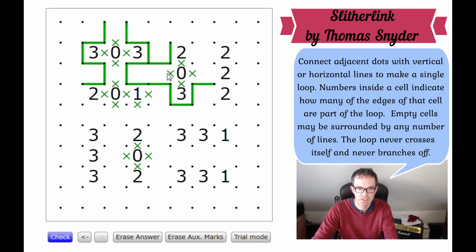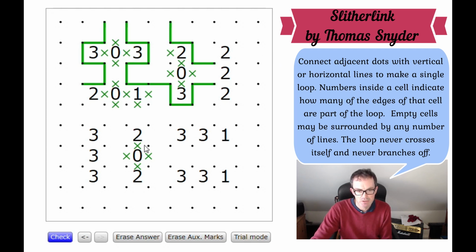We can't connect it like this. That's not allowed by the rules. So we know this square is not in. And again, we get a few more line segments as a result. We can obviously put that one in, and now we have to pause again and think.